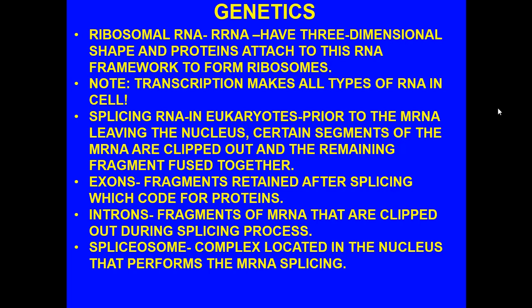fused together. The fragments that are retained are called exons, and they are spliced together, and they will still code for proteins. The fragments of the messenger RNA that are clipped out during the splicing process are referred to as introns. And there is a complex located in the nucleus that performs the mRNA splicing. It is called a spliceosome.